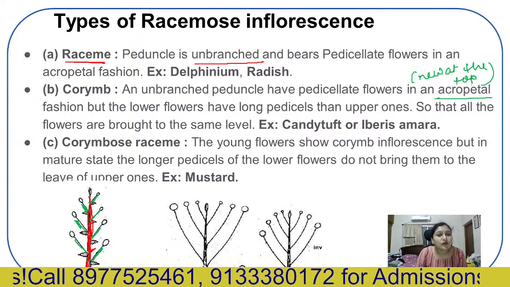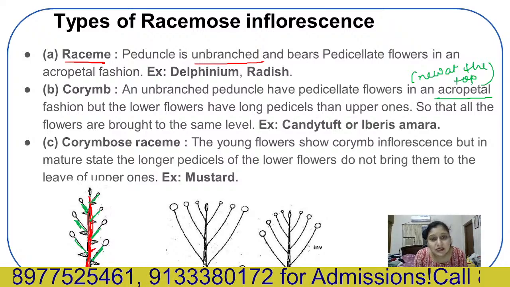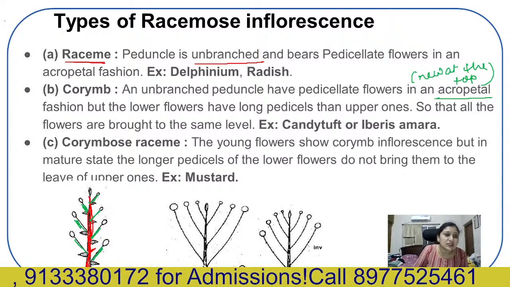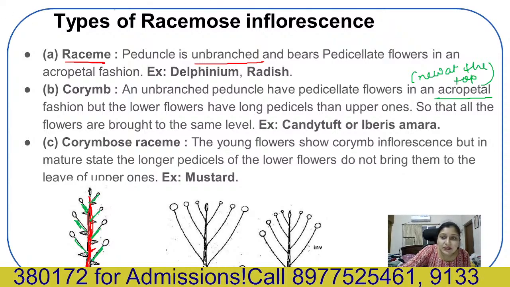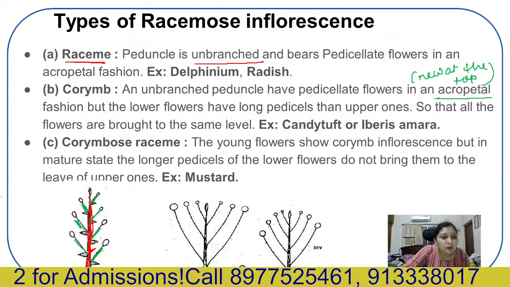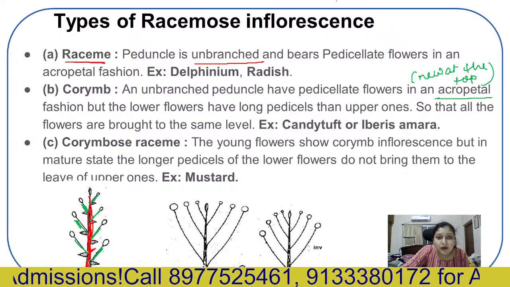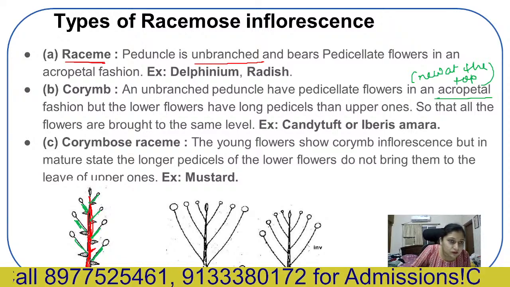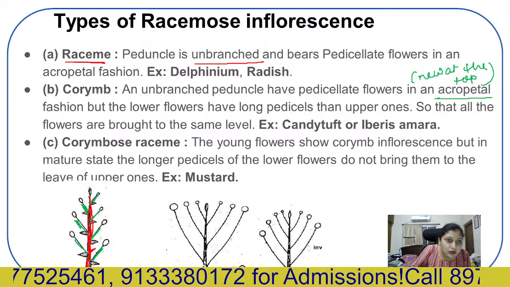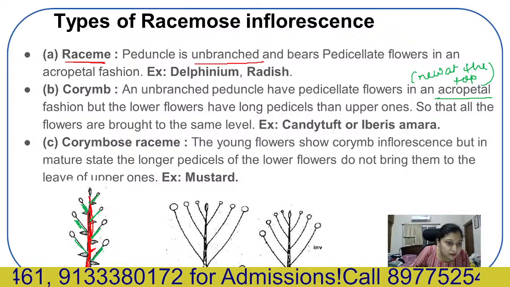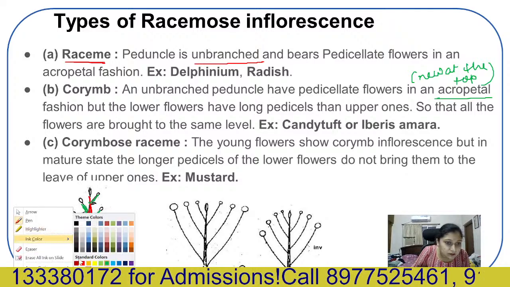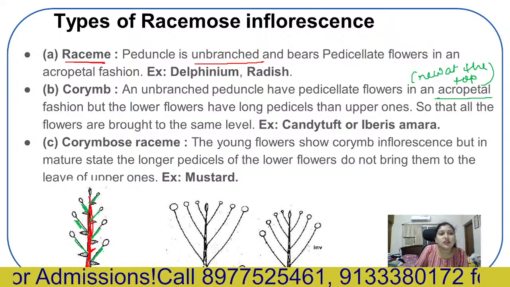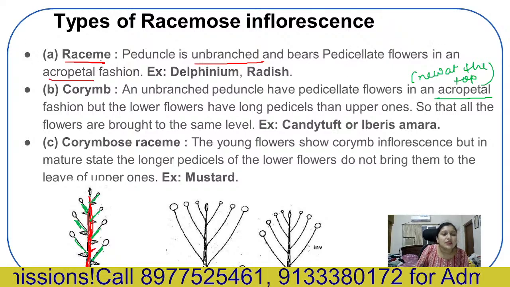But the lower flowers have longer pedicels than the upper ones, so that all flowers, this happens in corymb. Here, this is raceme, a normal racemose. What you can think of as a normal racemose, it is raceme. So this is raceme: pedicellated flowers in acropetal succession, simple.